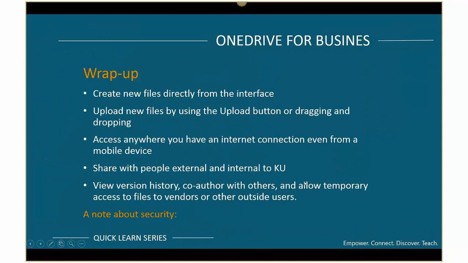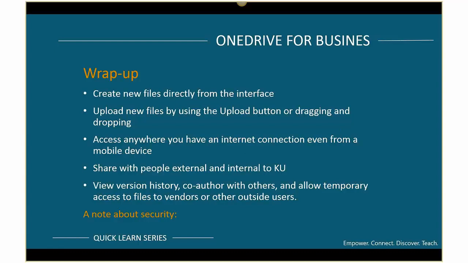So just a wrap up here of what we covered with OneDrive for Business. We talked about creating new files directly from the interface. We also talked about uploading files and the two options, uploading button or by dragging and dropping. We talked about you can have access to this anywhere you have an internet connection. And just also to mention here, there is a mobile app for OneDrive for Business, so you can install that as well. There's also mobile apps for Office 365 that you can install and be able to view and edit your documents from there as well.